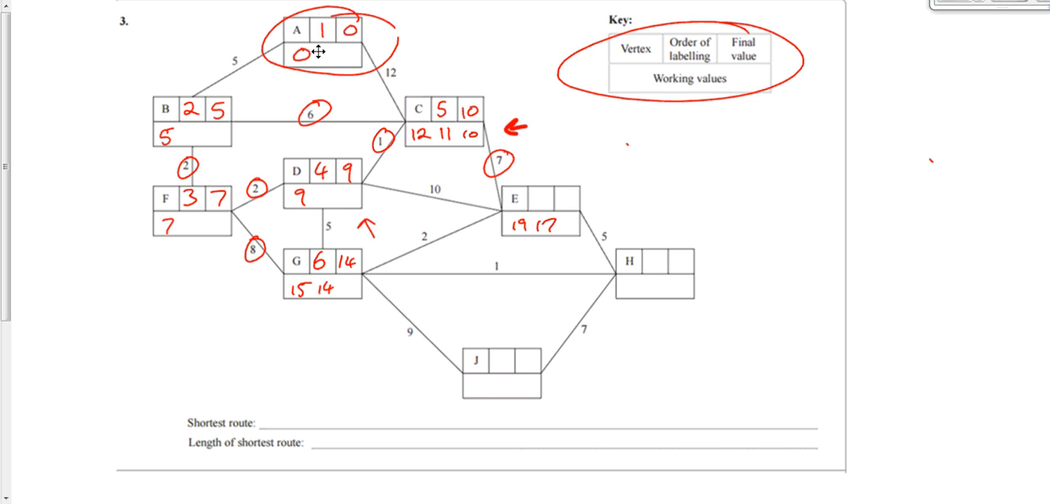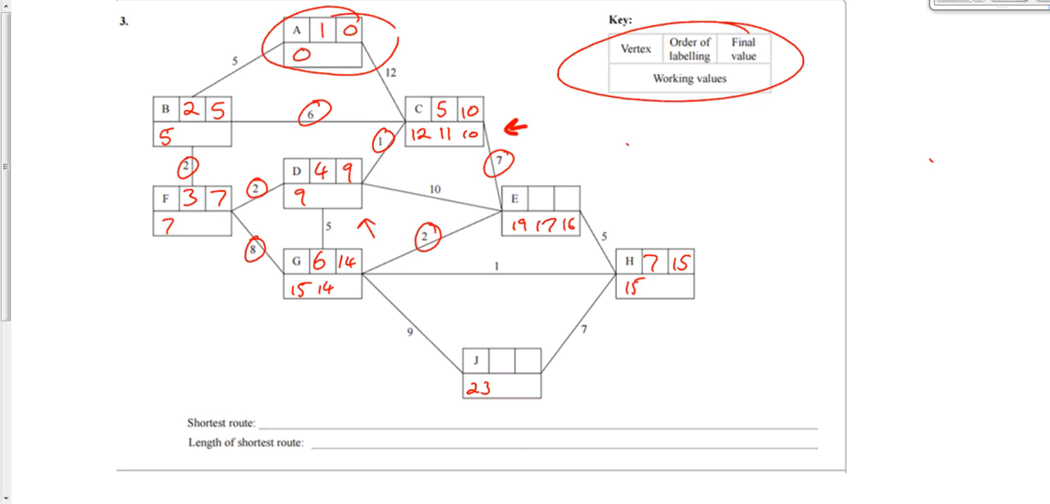And then coming off G, we've got 14 plus 2 is 16. 14 plus 1 is 15. 14 plus 9, which is 23. So of the remaining ones, H is the next smallest, so that one's going to be 7, and we label that as 15.